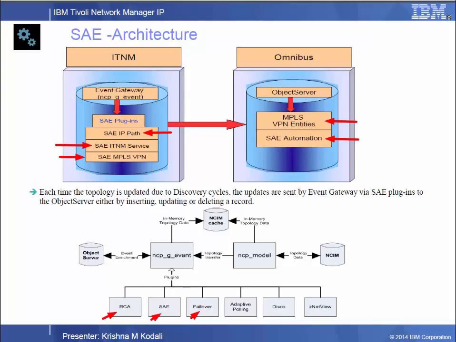Whenever there is a full or partial discovery, the model receives the updates from the discovery process. It then broadcasts the topology to various other processes, and one of them is the event gateway, which consumes the updates and pushes necessary updates, inserts and deletes to the object server. That's how the topology is kept in sync to have the SAEs generated accurately.